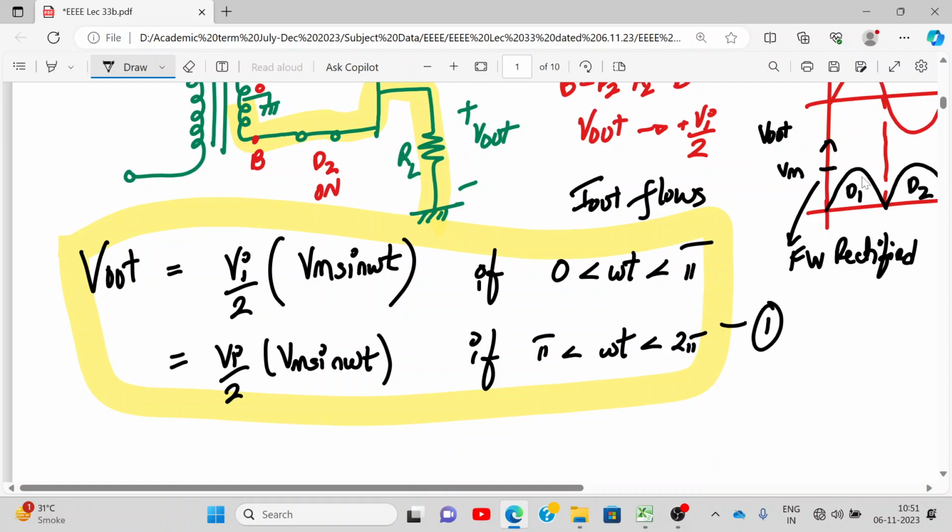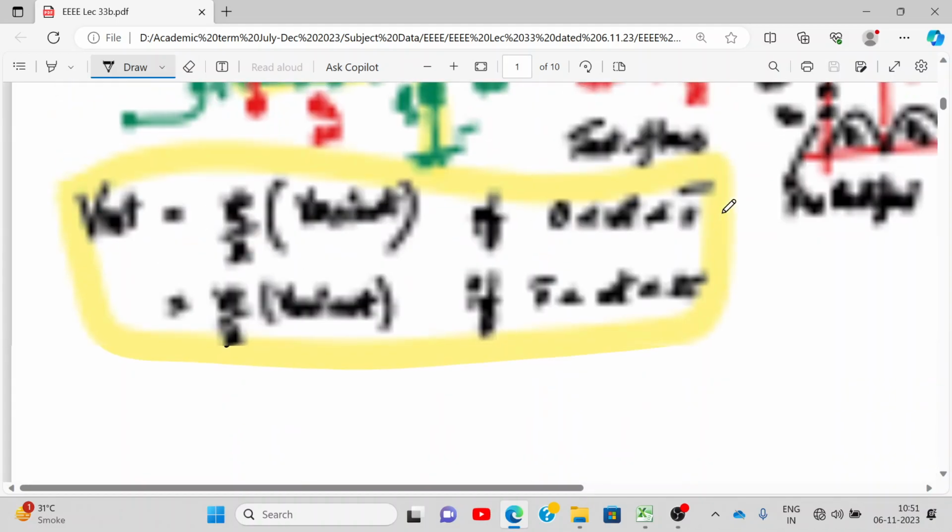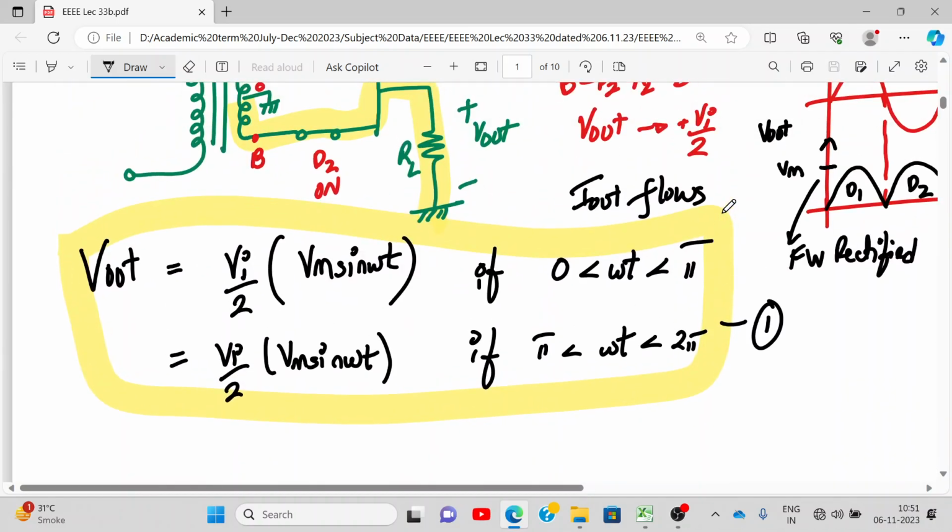Okay, now circuit diagram is over, explanation is over. Now what is left? Input output waveforms. Understanding this? Full wave center tap rectifier. So write down, draw now next input output waveforms.